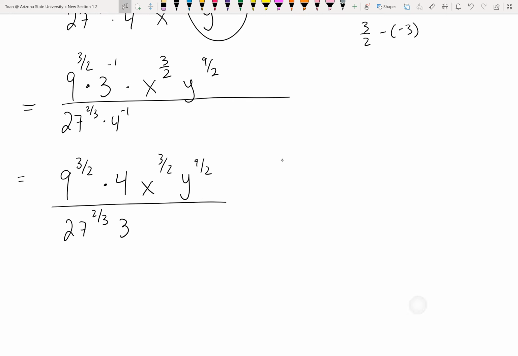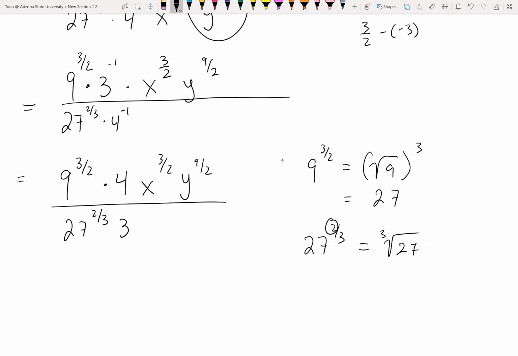So now we have to take care of 9 to the 3 halves power. And again, fractional exponents are just radicals. Since the denominator is 2, that's simply the square root of 9. But I do have a numerator of 3, so you cube it. So that's going to give us a 27. And then we have a 27 to the 2/3 power. The denominator is 3, so that's the cube root. The exponent, or the numerator, is a 2, so that means my power is a square. So if you figure him out, that'll give you a 9.